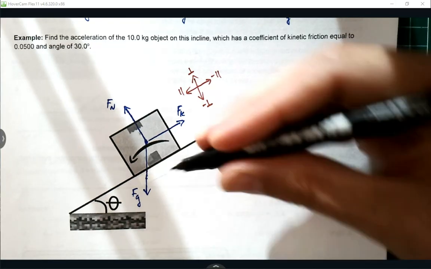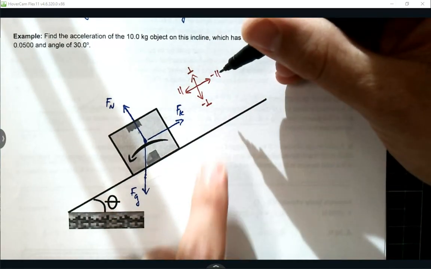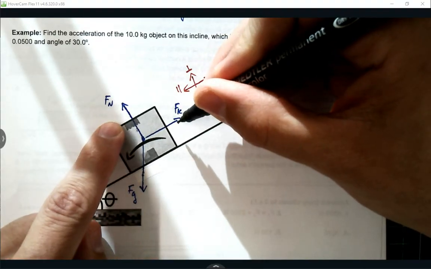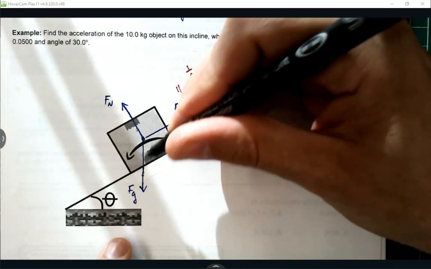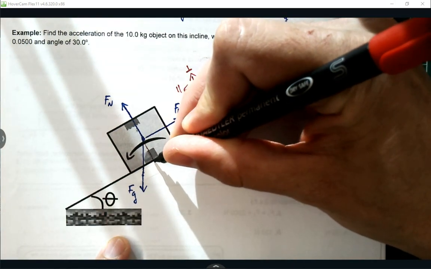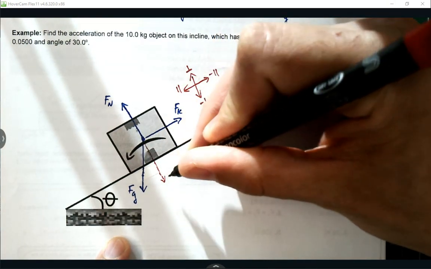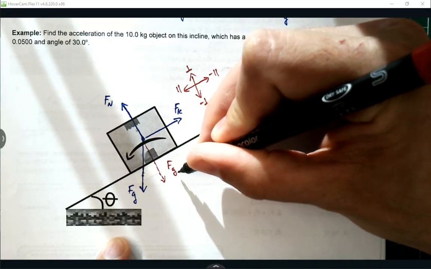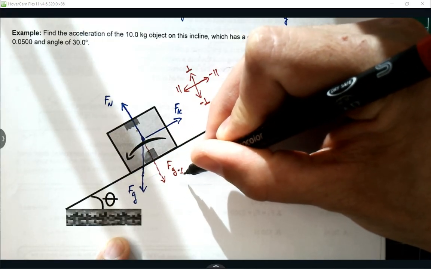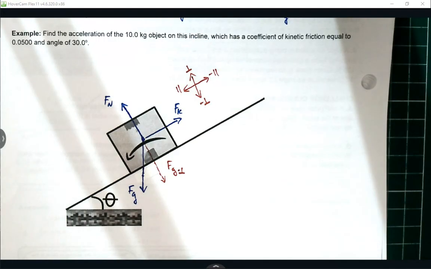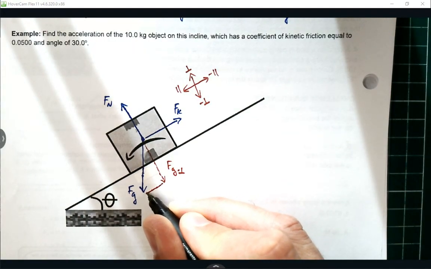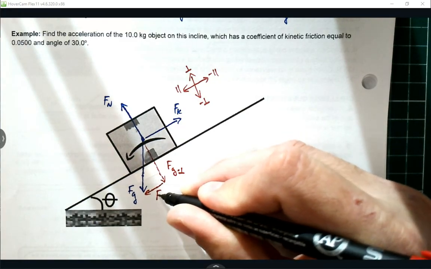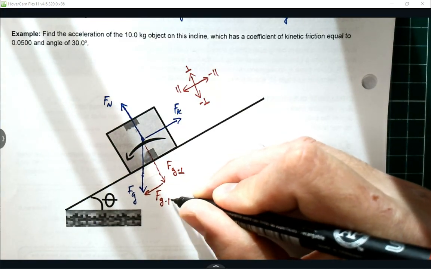Okay? I say, okay, well, hold on. If I'm going to think about this reference frame, normal and kinetic friction are already in line with that reference frame. So this FG is going to have a component that I would call FG's parallel component, and a perpendicular component, FG perpendicular. And there would be a component of FG that would be parallel to the sliding surface.